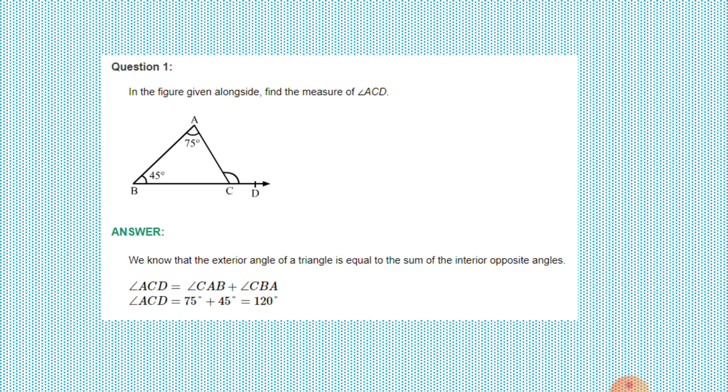In the figure given alongside, find the measure of angle ACD. Angle A is 75 degrees, angle B is 45 degrees. Find the exterior angle C. We know that the exterior angle of a triangle is equal to the sum of its interior opposite angles. Angle ACD equals angle CAB plus angle CBA, equal to 75 degrees plus 45 degrees. So totally 120 degrees.